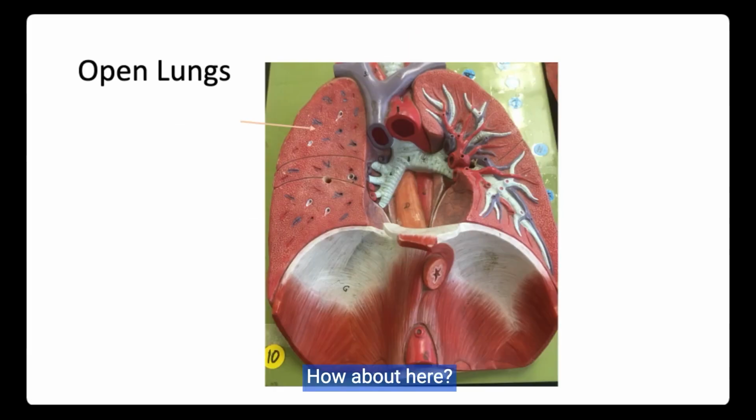How about here? That's right, superior lobe. What about here? Good. Middle lobe. What about this? Good. Inferior lobe. How about here?